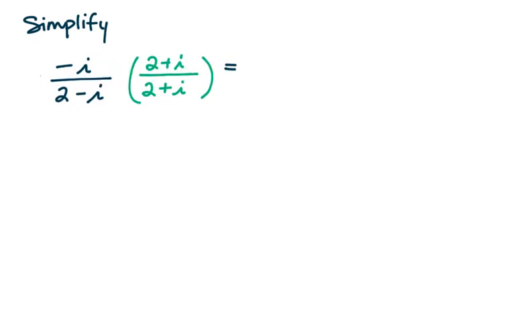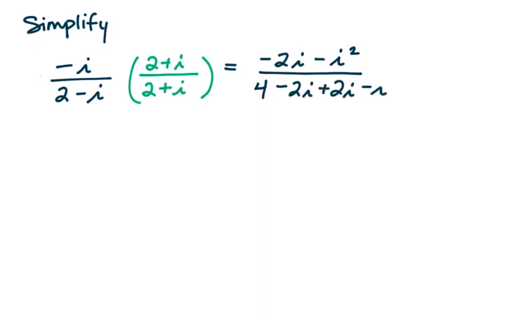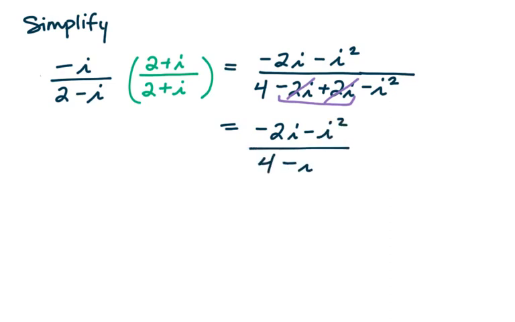Distributing in the numerator, I have negative 2i minus i squared. And FOILing in the denominator, we have 4 minus 2i plus 2i and minus i squared. Plus 2i and minus 2i add to 0. So I have negative 2i minus i squared over 4 minus i squared.